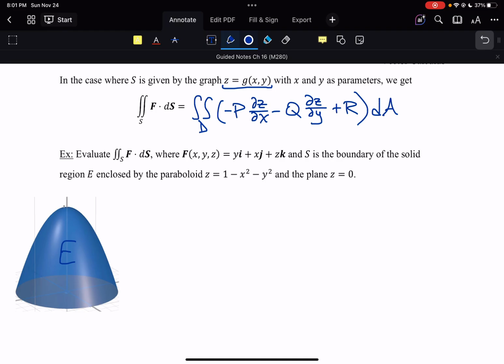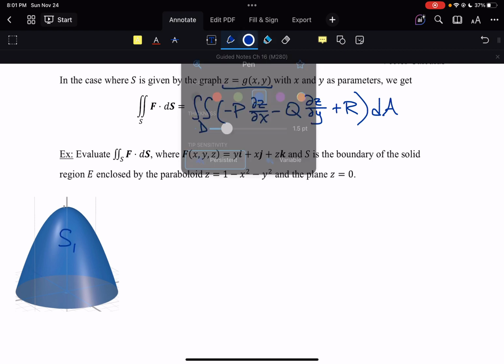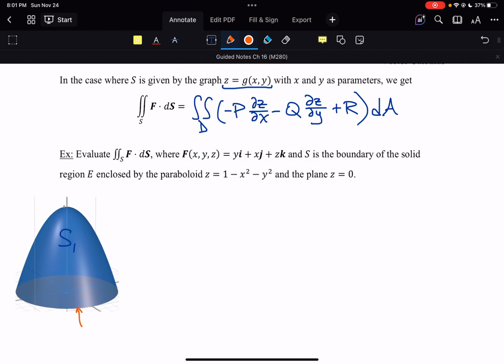Now, in order for us to find the value of the surface integral, we need to work with this in 2 parts. Because notice that this surface here, most of it is covered by the paraboloid, but there is a surface on the bottom as well. So we're going to have our surface S1, and then down underneath there, S2 is down here.